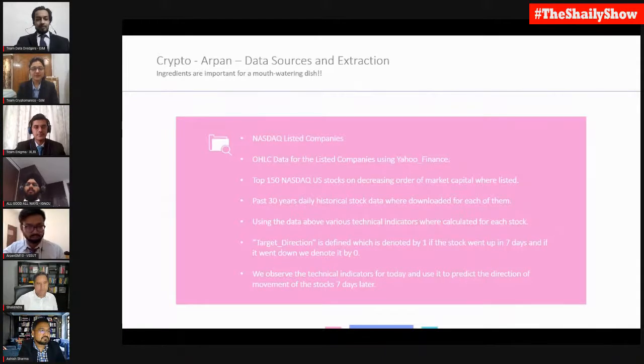So coming to the problem statement, the problem that was given to us was to predict the top 10 stocks in the US market on a weekly basis. So let me get started with the data sources that I took.